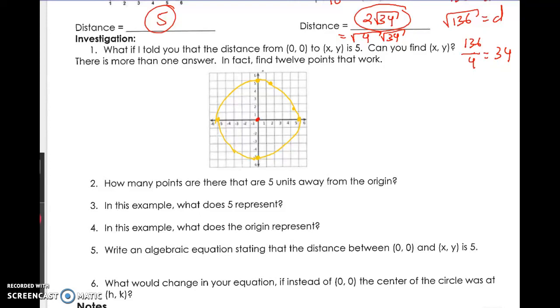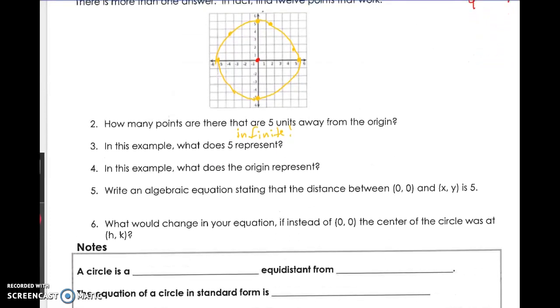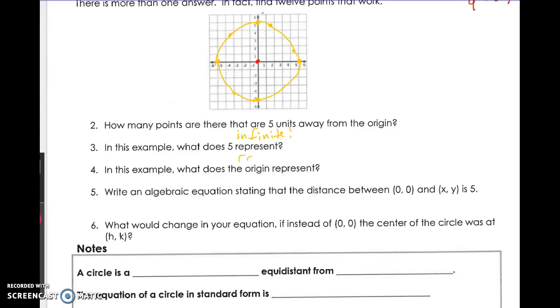All the points that are on this shape will be 5 units away from 0, 0. So like this point here, if you found the distance to this point, it has to be the same as the distance of this top point to the origin. So how many points are there that are 5 units away from the origin? The answer is there's an infinite number. Every point that's on that circle is 5 units away. 5 would represent the radius of the circle. The origin would represent the center of the circle.